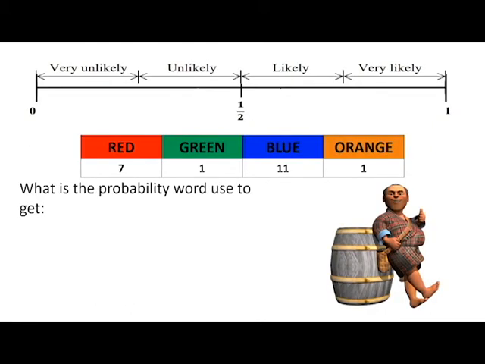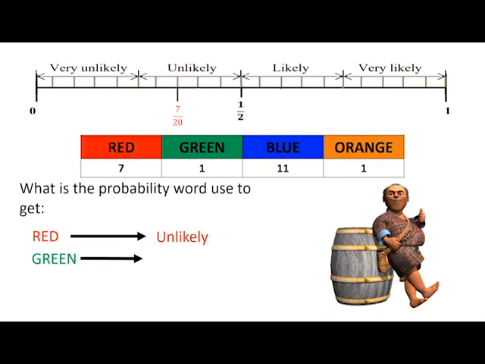Let us look back at this example. What is the probability word used to get red? So for this, we divide this probability line into 20 parts because Abboktur spun it 20 times. If he had spun it only 10 times, we could divide it into 10 parts. So divide it into 20 parts. Now where does the red fall? 7th part, 7 out of 20. So it is less than half but still near to half. So it is unlikely.